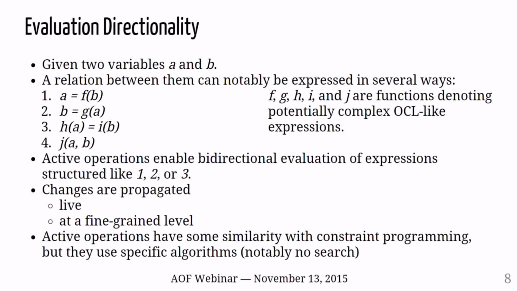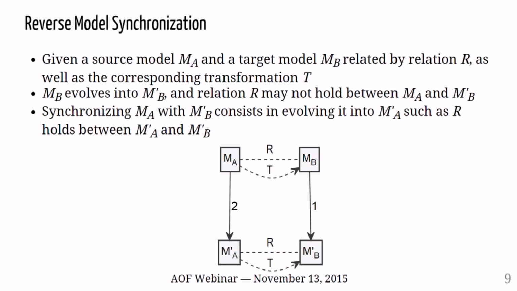So if we go back to our synchronization figure, basically reverse synchronization is just the opposite. You start by making a change on MB, and then you compute MA prime by applying some specific changes denoted by this arrow labeled 2 here.